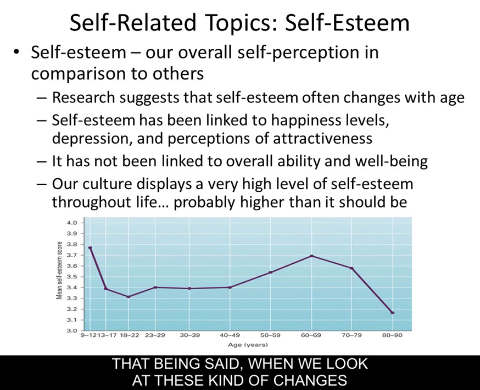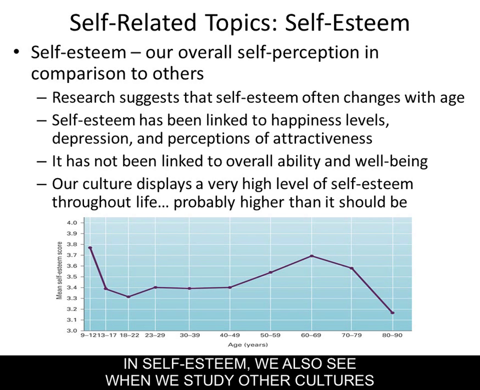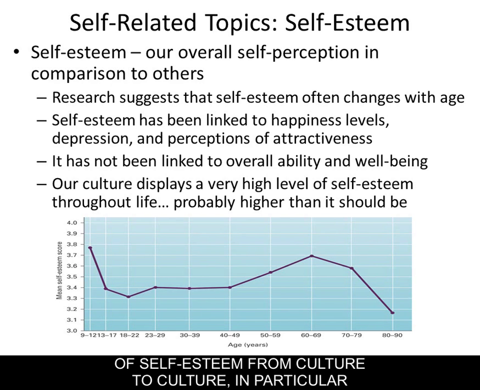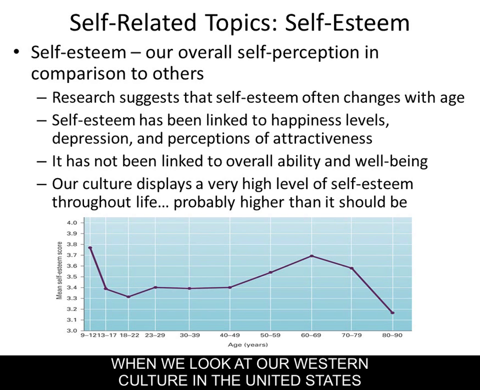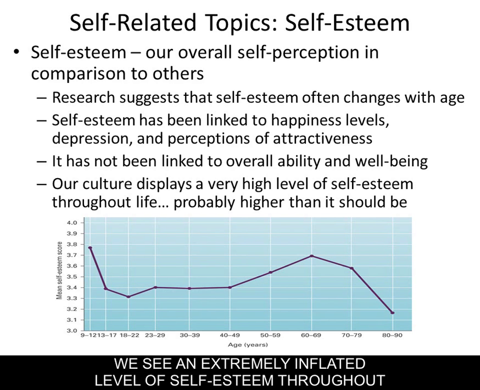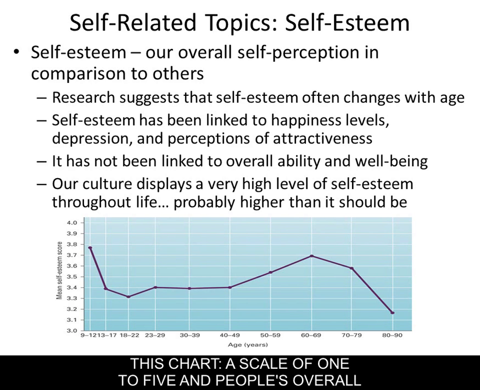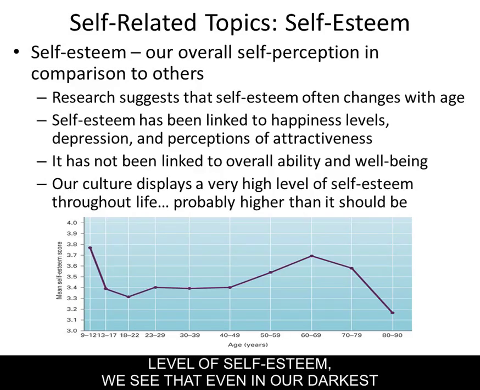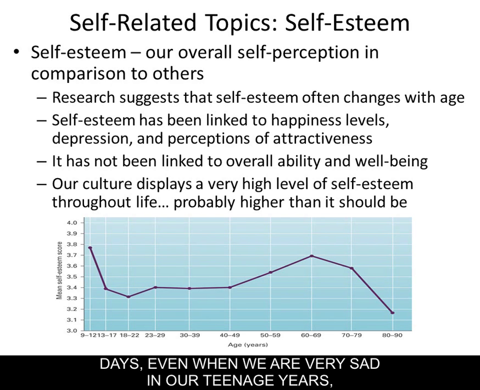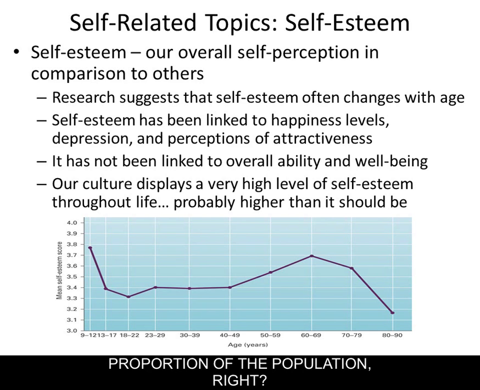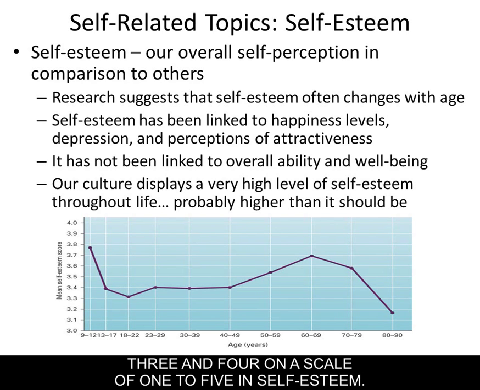That being said, when we look at these changes in self-esteem, what we also see when we study other cultures is that there are dramatic differences in overall levels of self-esteem from culture to culture. In particular, when we look at our Western culture in the United States, we see an extremely inflated level of self-esteem throughout our entire lives. If we think about this chart, a scale of 1 to 5 of people's overall level of self-esteem, we see that even in our darkest days, even when we're very sad in our teenage years, people still think of themselves as better than a large proportion of the population. Right? 3.3 out of 5 is still fairly high. That means most of us are somewhere between 3 and 4 on a scale of 1 to 5 in self-esteem. Now, there are exceptions to that.